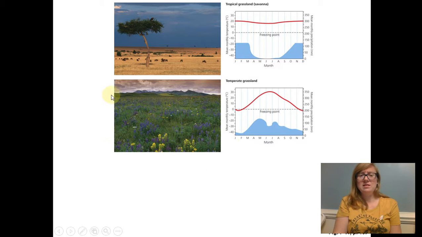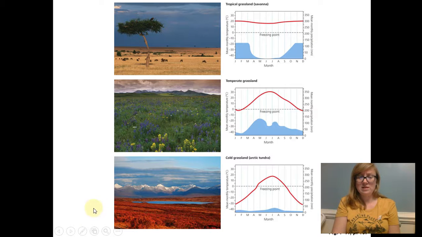Here's a temperate grassland, kind of like the ones that you could find in central United States, like in Kansas. Tons and tons of wildflowers and stuff, a grassland. And then you can have a cold grassland, that's tundra.